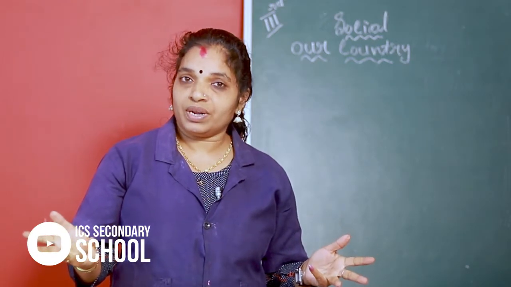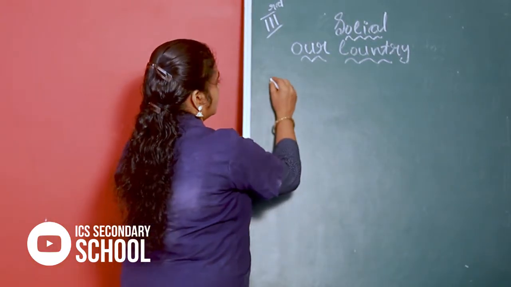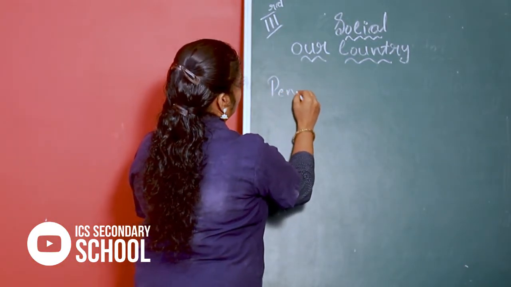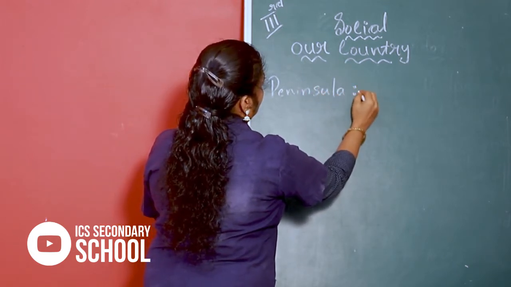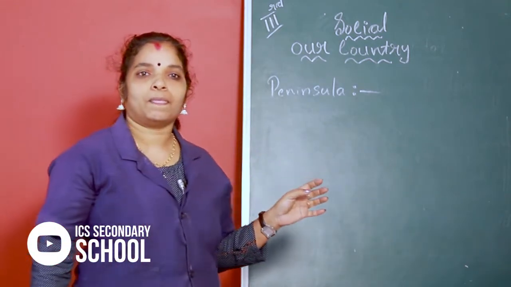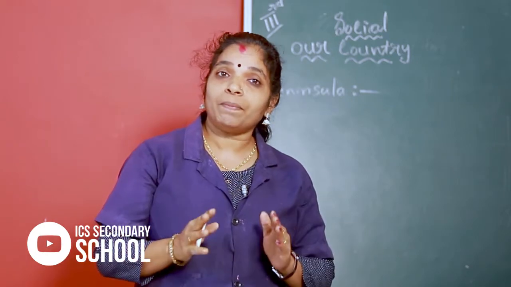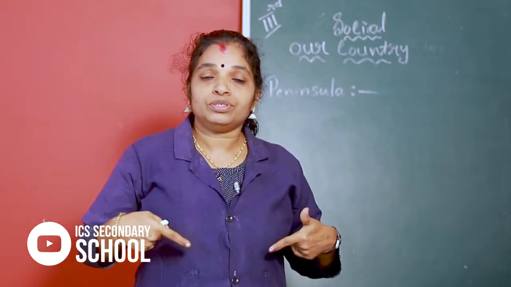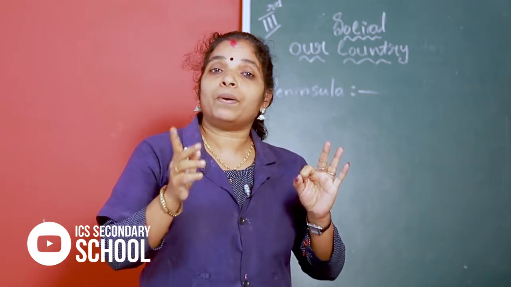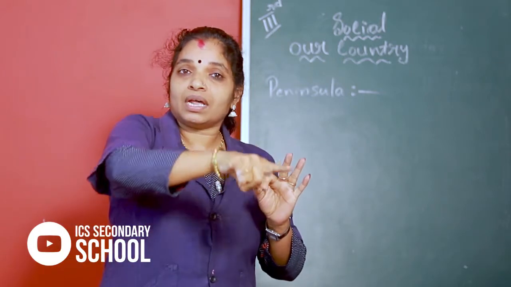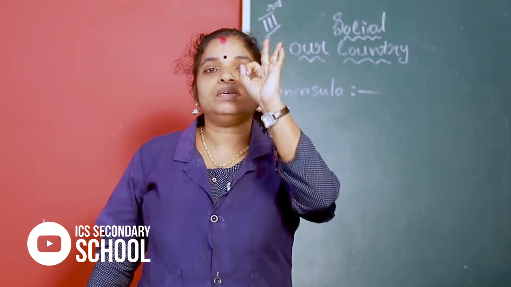Okay, dear students, peninsula. The southern part of India is surrounded by large water bodies on 3 sides. Once more, the southern part of India is surrounded by large water bodies on 3 sides.